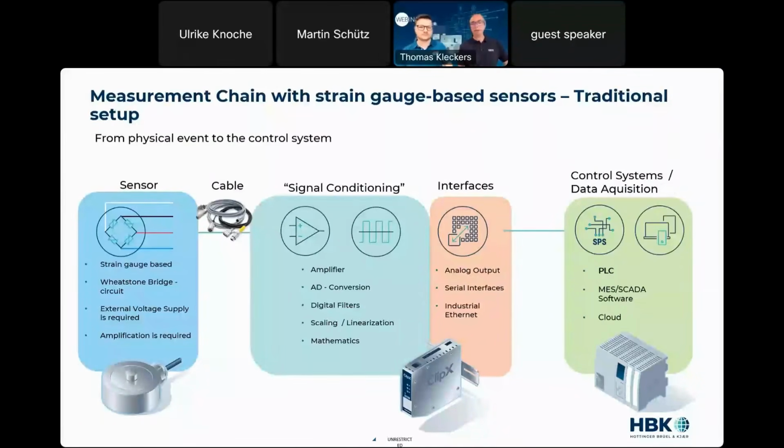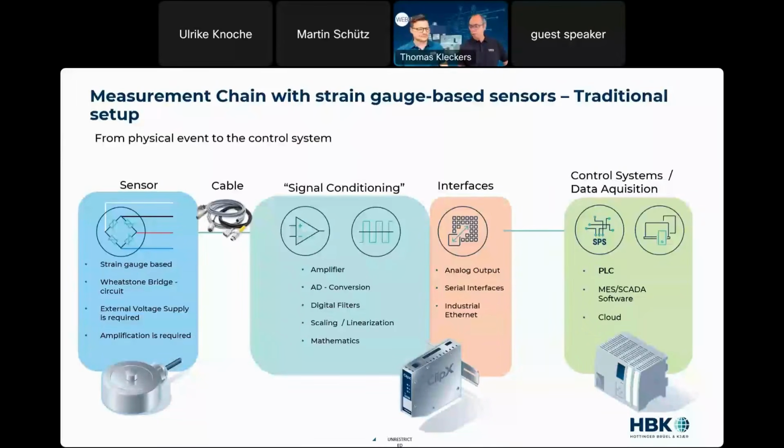The next step is the interface. It could be an analog output, 0 to 10 volt, 4 to 20 milliamp, which are very common in industry today. Also serial interfaces. I always remember the RS485 in the load cell technology, or it could also be a fieldbus connection. And then it goes out to your data acquisition system, to your PLC, to your control system, or also to SCADA, to the ERP systems in the world.